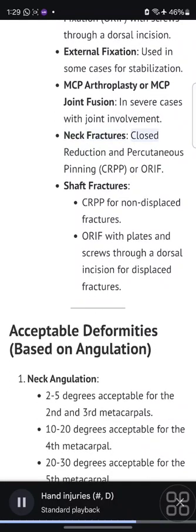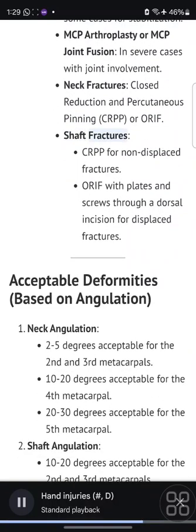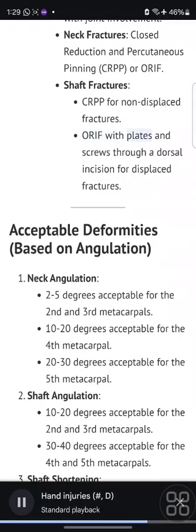Neck fractures, closed reduction and percutaneous pinning, CRPP, or ORIF. Shaft fractures, CRPP for non-displaced fractures. ORIF with plates and screws through a dorsal incision for displaced fractures.